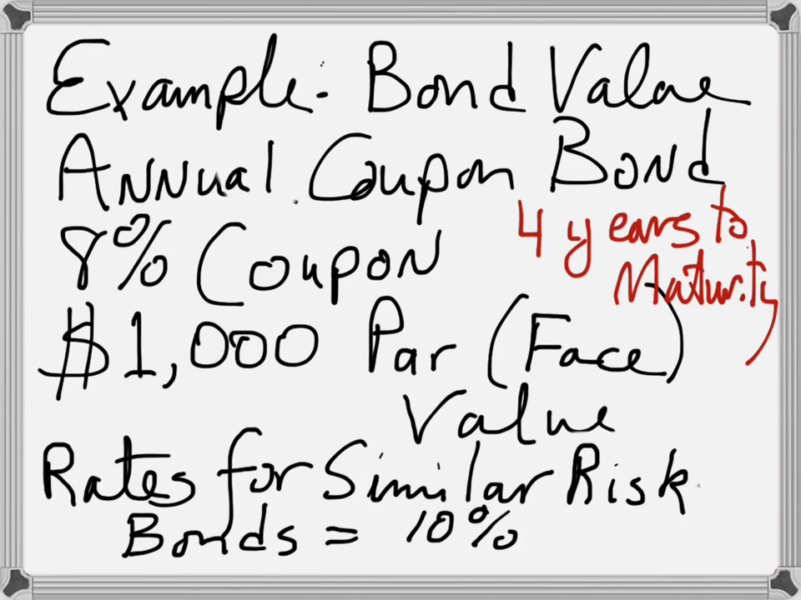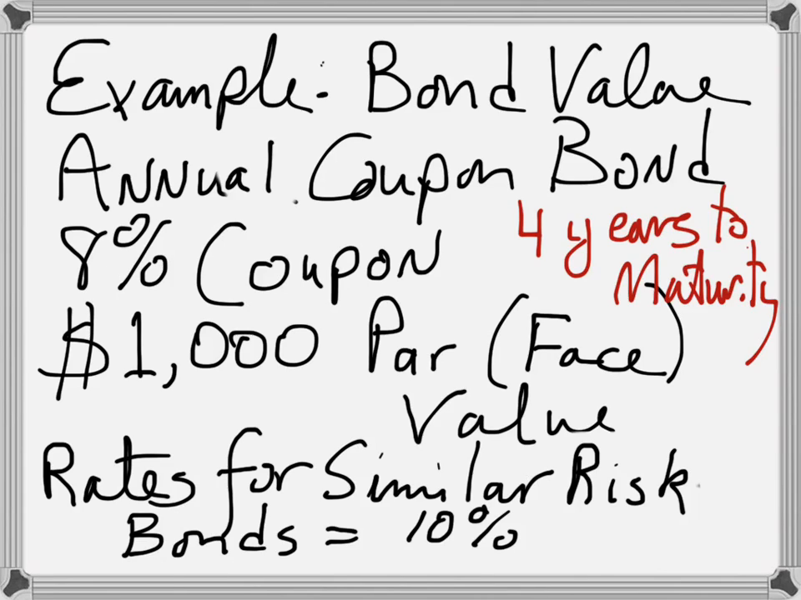So let's say you buy this bond. You buy this bond today for whatever its market price is. What you get in return would be 4 coupon payments of 8%, and you would also get the $1,000 par value. So 8% coupon on a $1,000 par value bond, 8% times 1,000, that is $80. So you're going to receive 4 payments of $80 and 1 payment of $1,000. Rates for similar risk bonds is 10%.